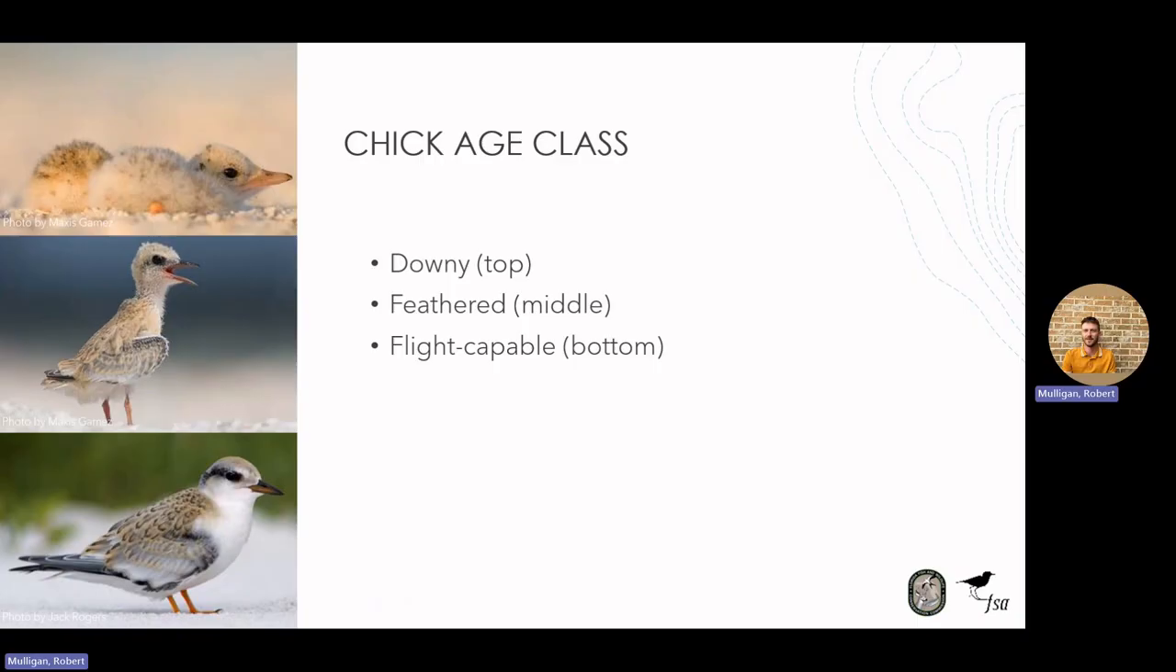In the case of shorebird chicks, when recently hatched chicks are found in the nest bowl, they are recorded as nestlings. As soon as the downy chick leaves the nest bowl, they are reported as a roving downy chick.